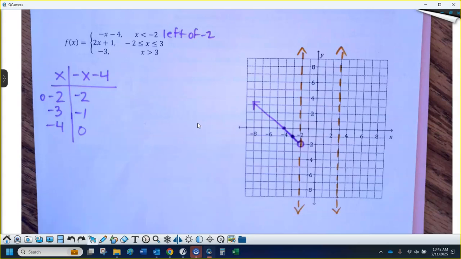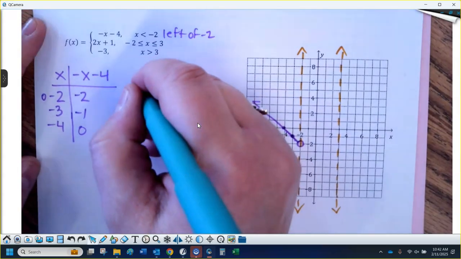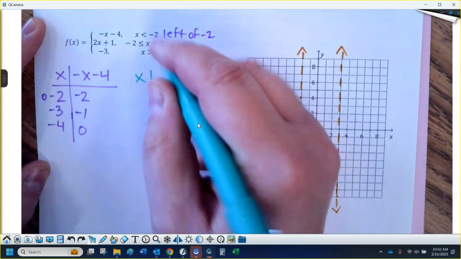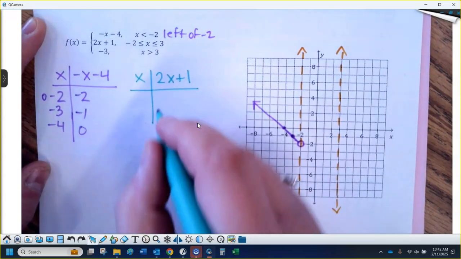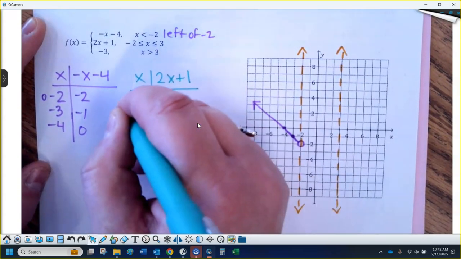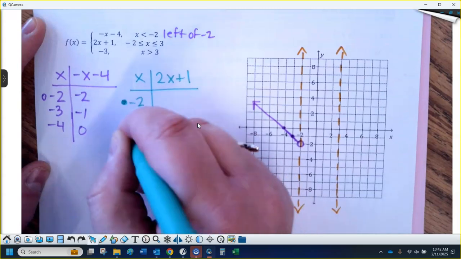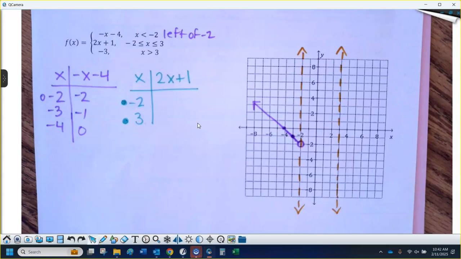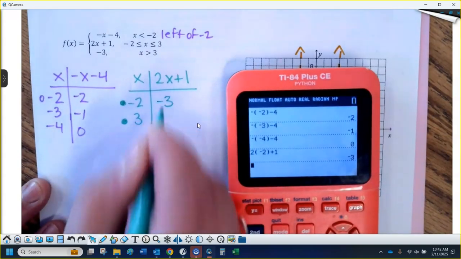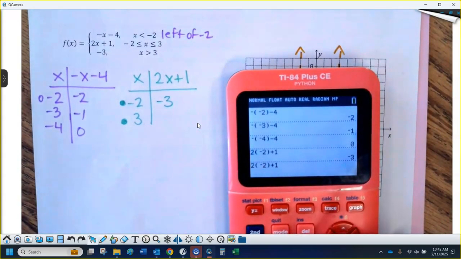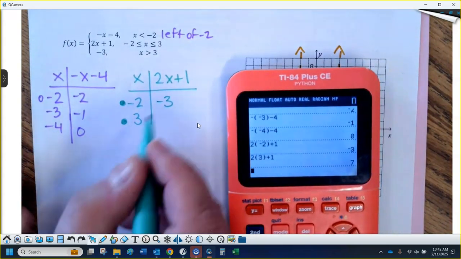Now the second piece is just a line, right? 2x plus 1. So if I'm in between, especially if you have a line, just use those two values that you have in the inequality. So just the -2 and the 3. Both of these guys will be closed circles. And if we can find these 2 points, we can just play connect the dots. And of course you don't have to use your calculator, but I'm just using mine. So if I do 2 times -2 plus 1, that'll give me -3. And then I'm just going to go back in there and delete the negative and plug in a 3. So that'll give me 7.